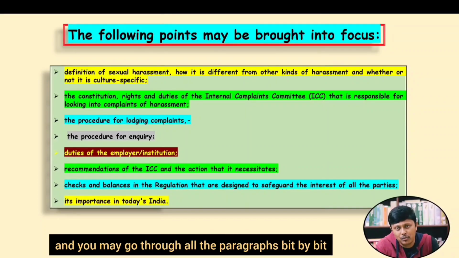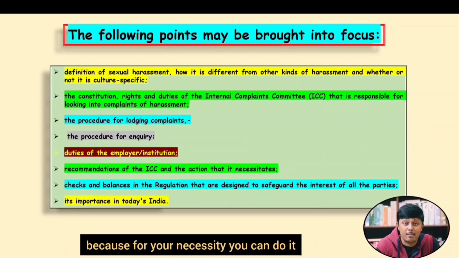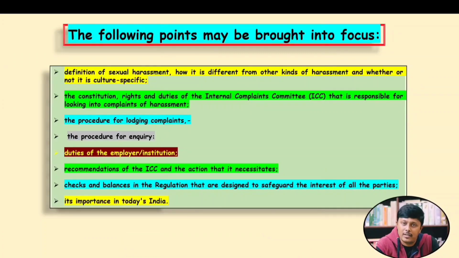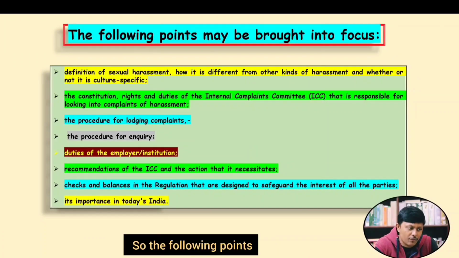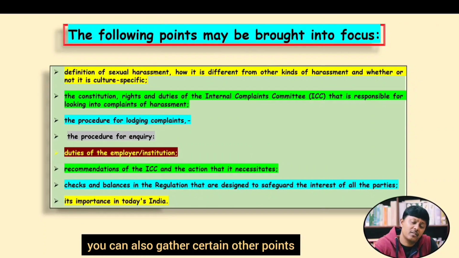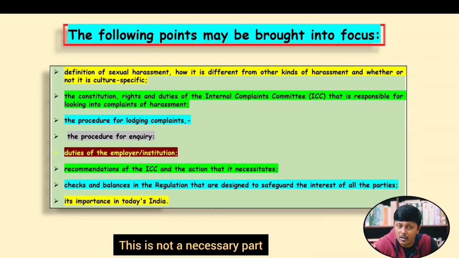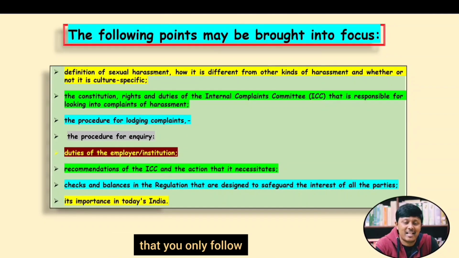And you may go through all the paragraphs bit by bit, because for your necessity, you can do it. Now, these are the points that we have so far gathered. In your own way, you can also gather certain other points. This is not a necessary part. This is not at all an obligation that you only follow these points. No, this is not. You can build your own.